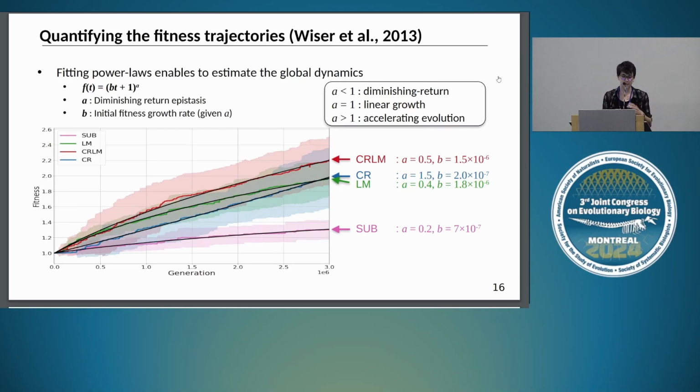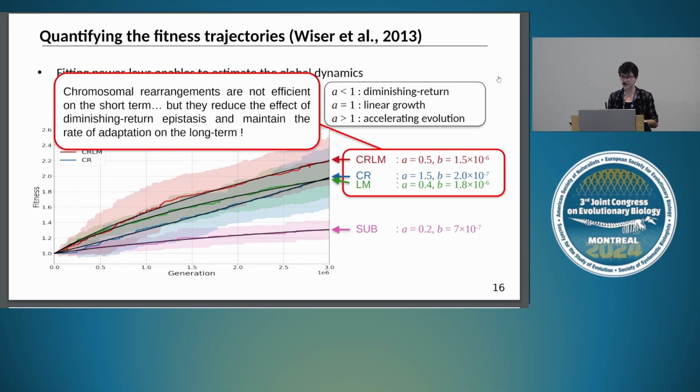So it's determined by 2 parameters, A and B, B being like the initial growth rate, and A characterizing the diminishing return epistasis. So the lower the A, the more you reduce your increased rate of fitness. So you continue to increase, but you increase less fast. And what we see here is that chromosomal rearrangements are not as efficient in the short term. There is clearly a lag at the beginning for our blue curve here, but they reduce the effect of diminishing return epistasis, and so they maintain the rate of adaptation in the long term.